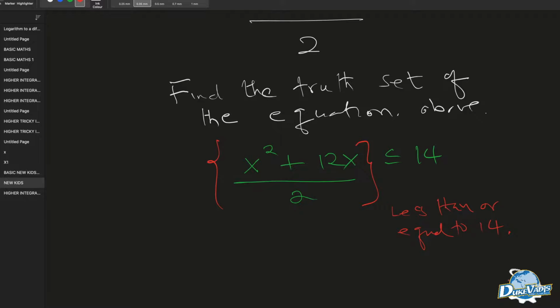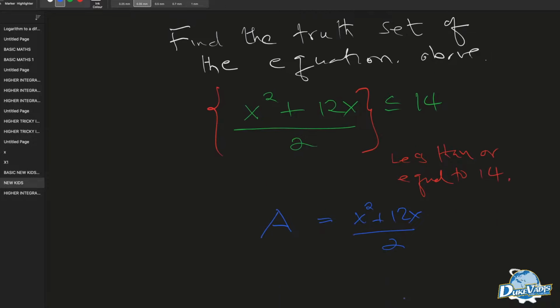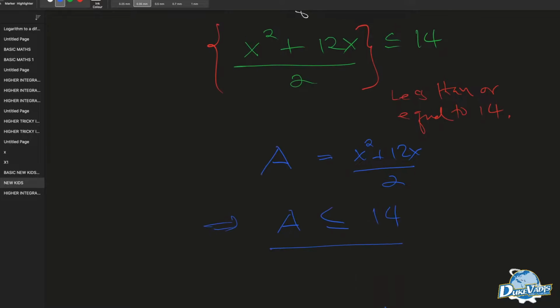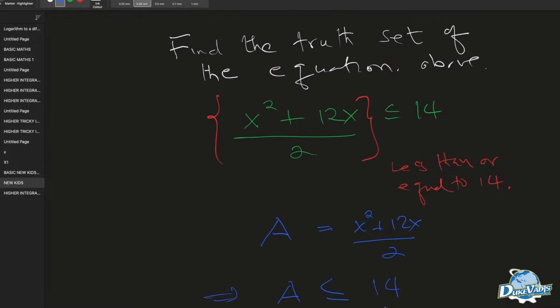We can substitute what? Okay, the x squared plus 12x divided by 2 as what? A. Okay, let's try it and see. Let's see what somebody is suggesting. Okay, so let A be equal to the whole expression x squared plus 12x all over 2. All right, so if you say that, it means that A is less than or equal to 14, which is inconclusive, because it's asking us to find the truth set of the whole equation.